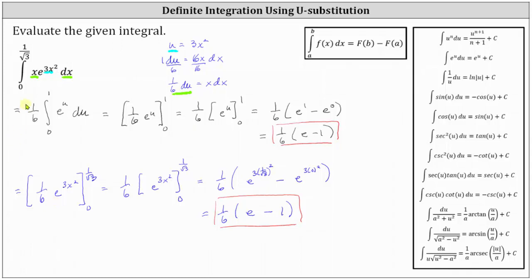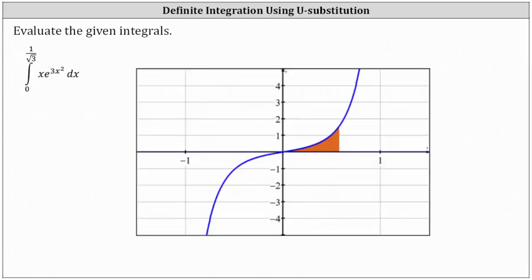And before we go, let's look at the graph of the integrand function over the closed interval from 0 to 1 divided by square root of 3. The function is graphed in blue, and I've already shaded the region bounded by the function and the x-axis over the interval of integration, which gives us this orange area here. Because this area is above the x-axis, the value of the definite integral is equal to this area. Remember, this is only true when the area is above the x-axis.